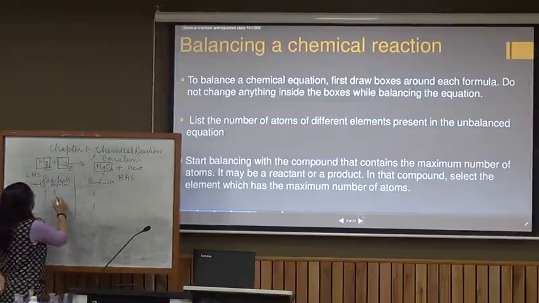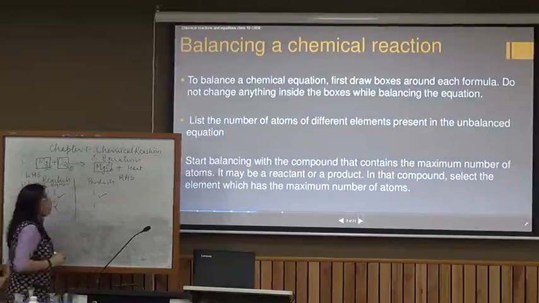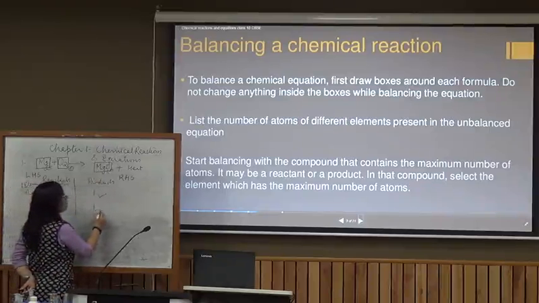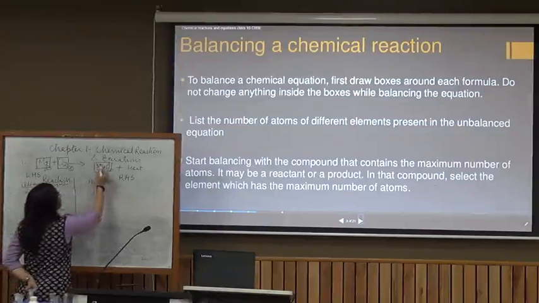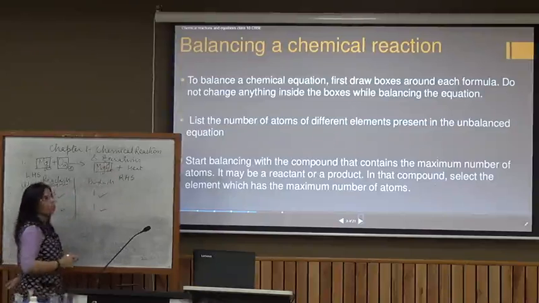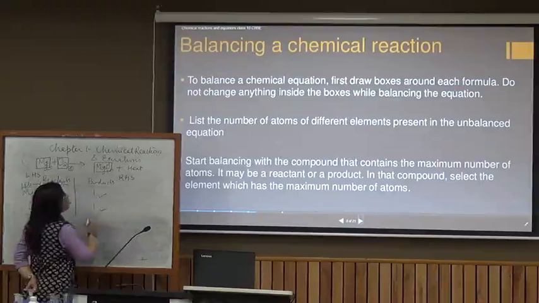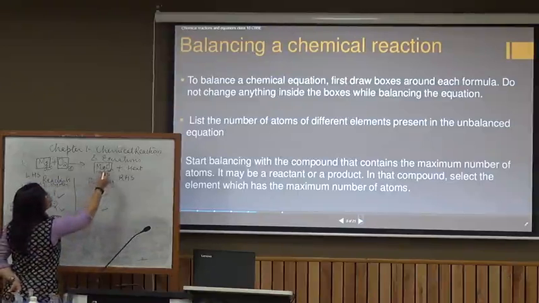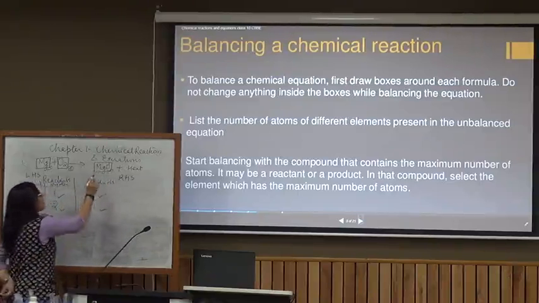So here on the reactant side we had one magnesium, on the product side also we had one magnesium, but oxygen is not balanced. On the reactant side we had two and on the product side we had one oxygen atom. Now since we have already drawn a box around magnesium oxide, we cannot alter the formula. The formula of magnesium oxide cannot be MgO2.